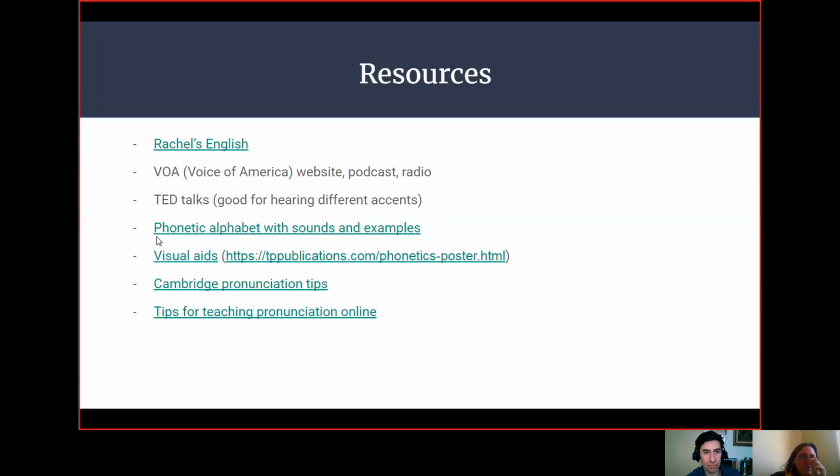And then we also have the phonetic alphabet, and audio files, some aids, and then some tips for teaching pronunciation to take a look at when you have a minute.